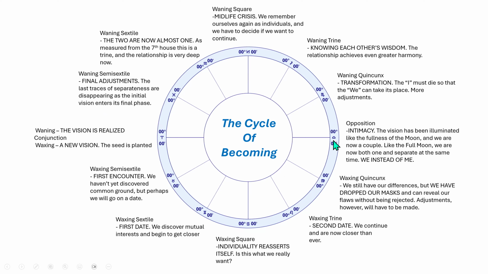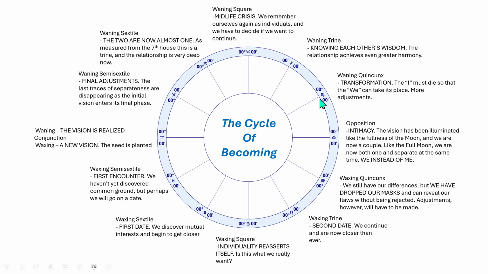If the relationship continues, then the 180-degree point, I call that intimacy. The vision has been illuminated like the fullness of the moon, and we are now a couple. Like the full moon, we are now both one and separate at the same time. This is where, in the relationship, it becomes we instead of me.